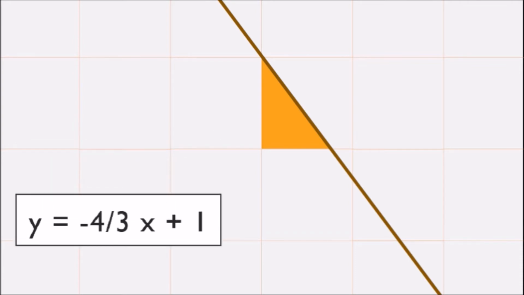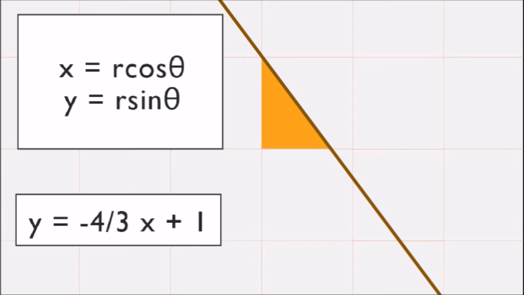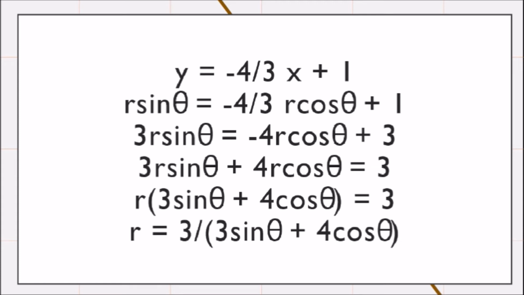Of course, I'm going to use polar coordinates, so we can substitute x equals r cos theta and y equals r sine theta, which I have done here. This makes the equation r sine theta equals minus 4/3 r cos theta plus 1. We can multiply that by 3 because I don't like fractions, really. What we can do now is add 4r cos theta to both sides, and then take out a factor of r, and then finally divide by 3 sine theta plus 4 cos theta to get our final equation, r equals 3 over 3 sine theta plus 4 cos theta.